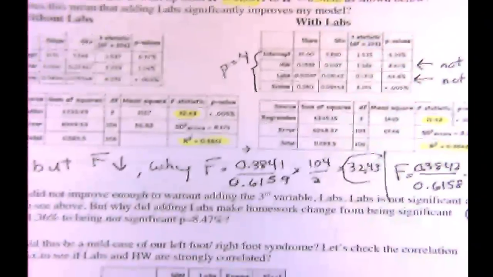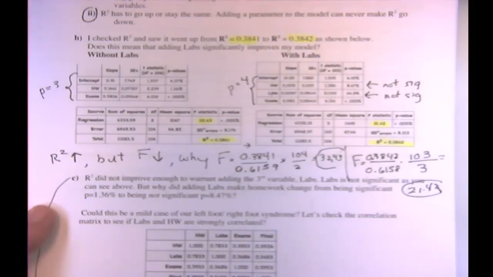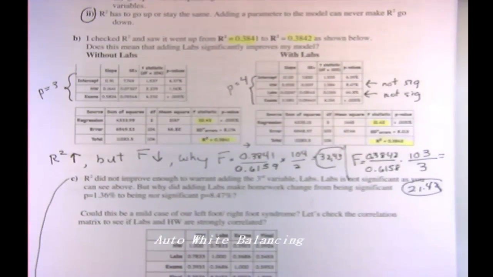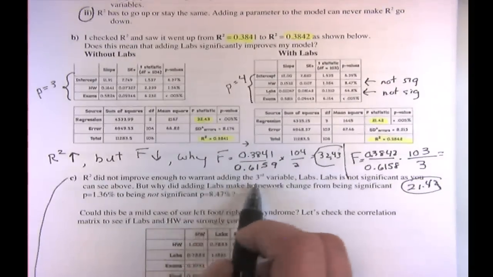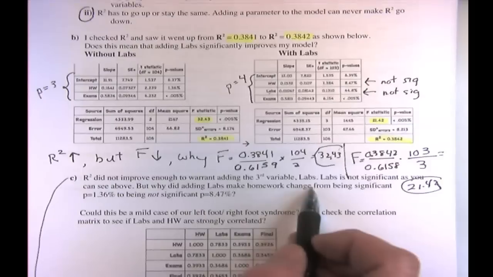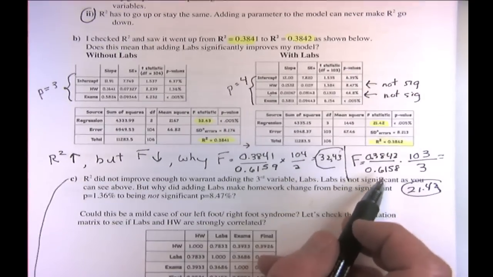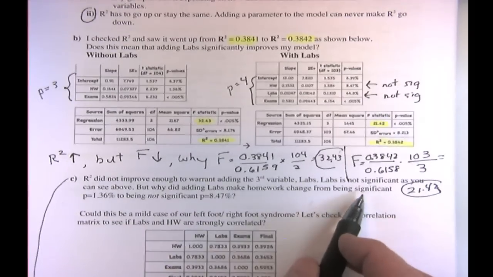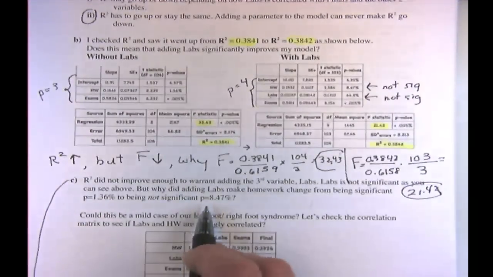And so it says, R squared did not improve enough to warrant adding the third variable, so we're not going to add labs. Labs are not significant, as you can see above. But why did adding labs make homework change from being significant at 1.36 here to being not significant, 8.47? Why?